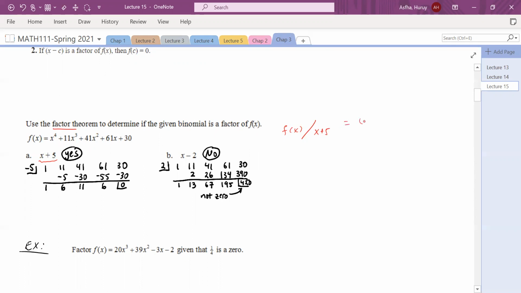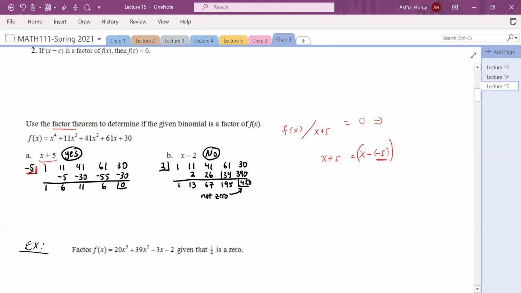And if the remainder is 0, which means if f of c, which in this case is minus 5, is 0, then x plus 5 is a factor of the polynomial. Now, what is c in this case? Well, c is minus 5, because x plus 5 means x minus (minus 5). Therefore, this is our c, and these are the coefficients: 1, 11, 41, 61, and 30.